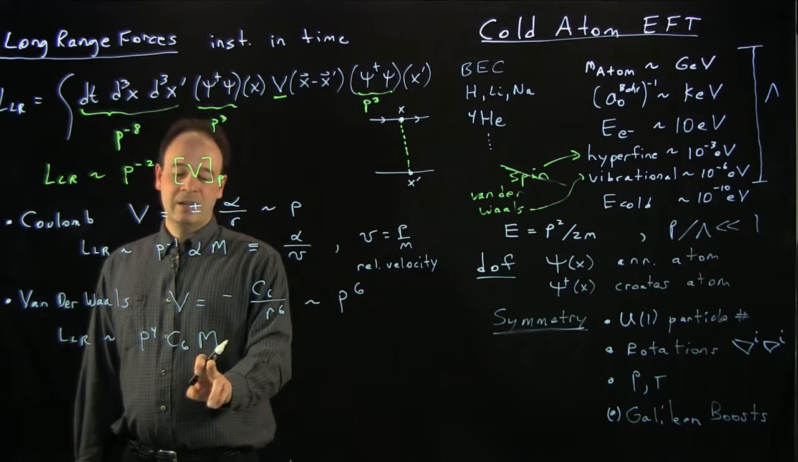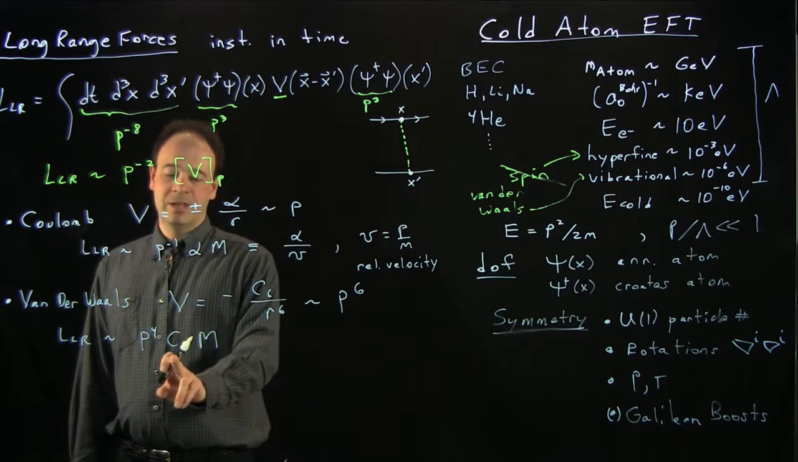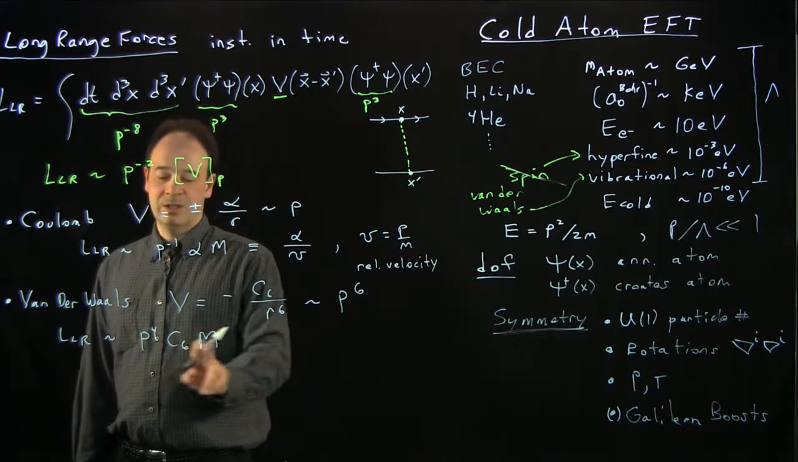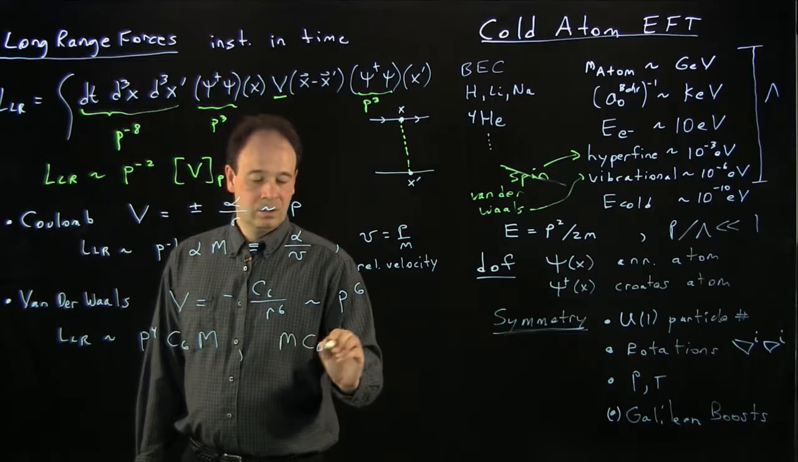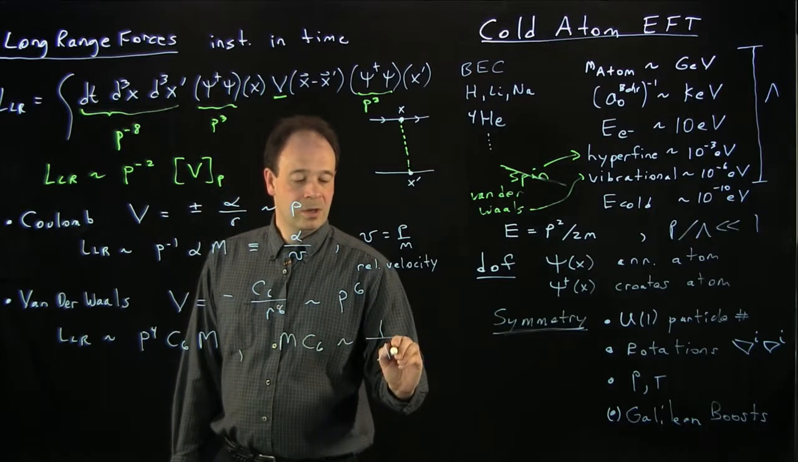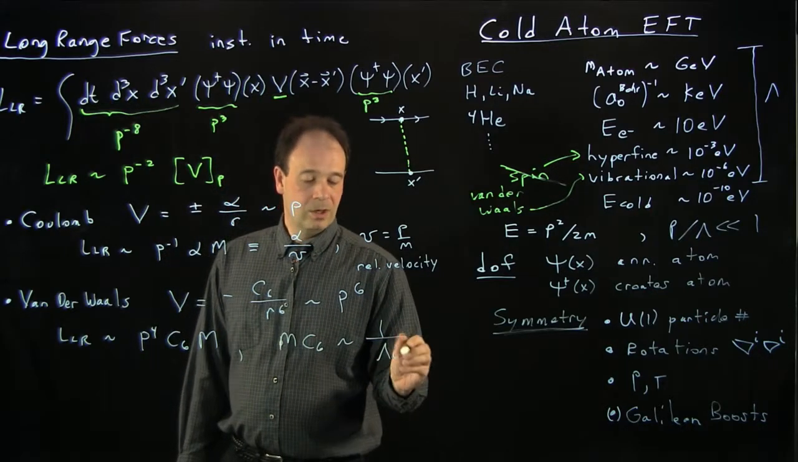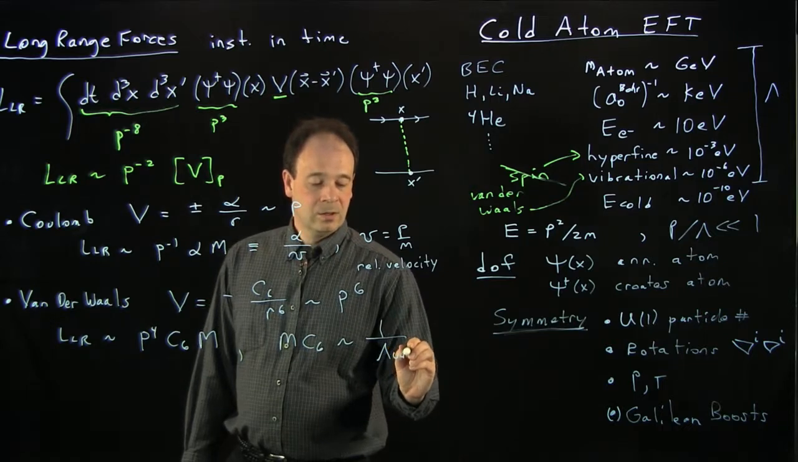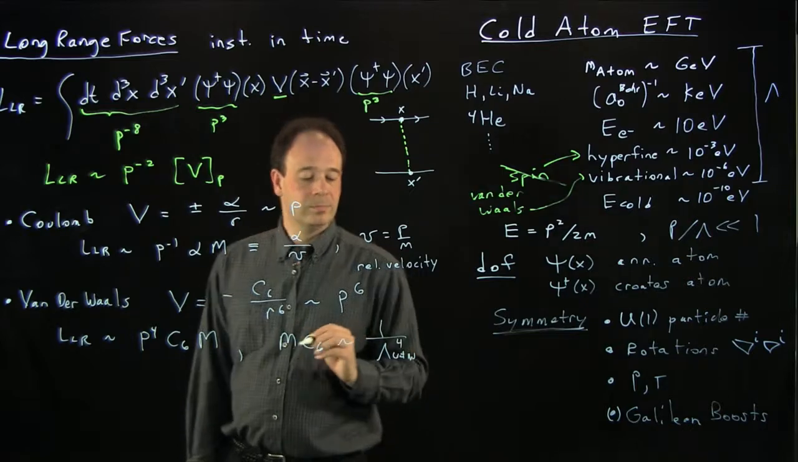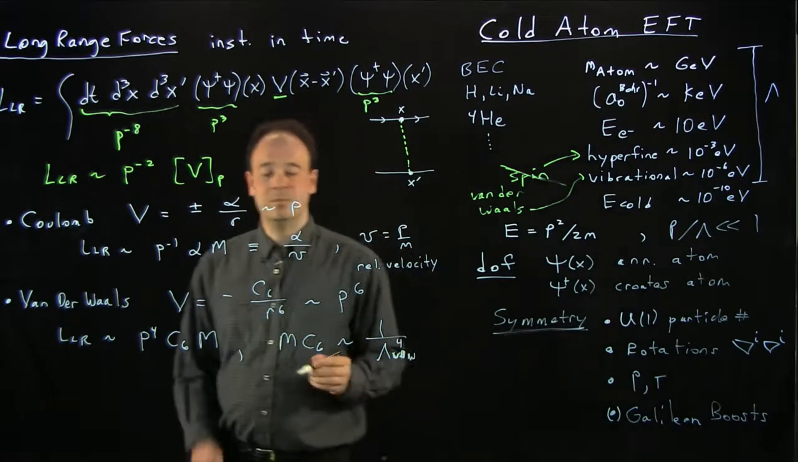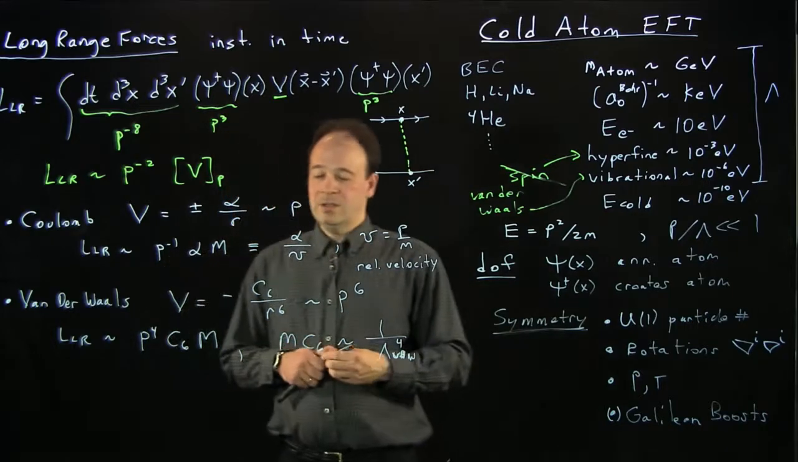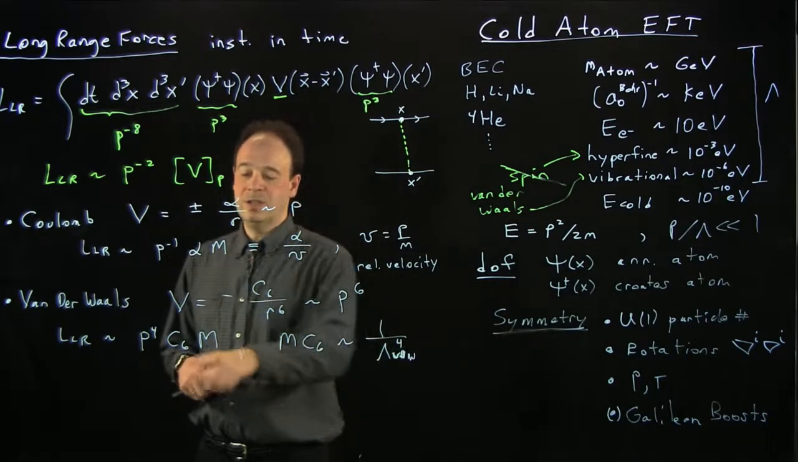And we can turn this around and say, actually, what it means is that m times c6, since this is dimensionless, should scale like 1 over lambda to the fourth. We could call this something related to the van der Waals, and then it's raised to the fourth power. So put some subscript on it. It's not too important. All right, so this is the power counting here, but you see again it's suppressed.